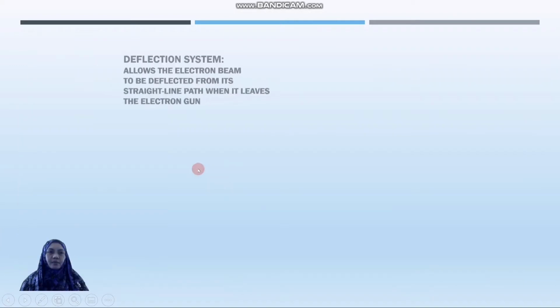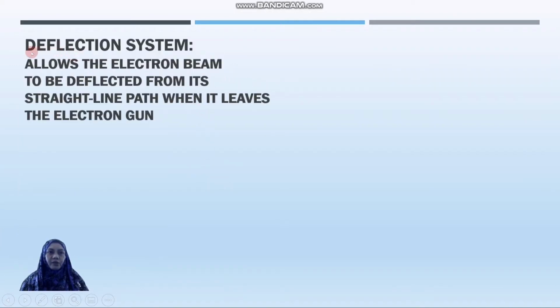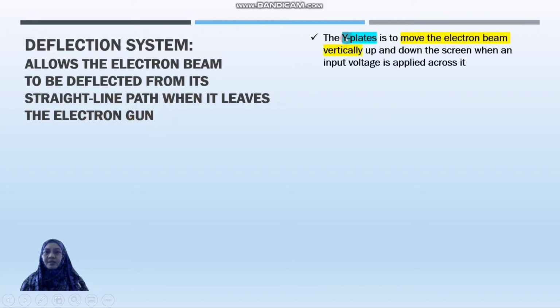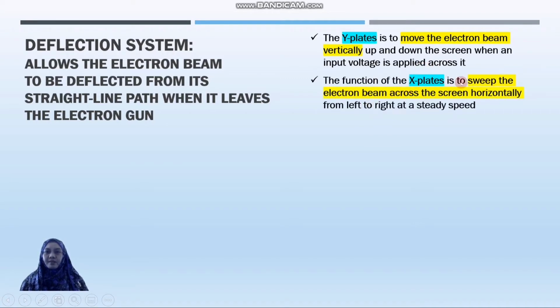Okay. The second part of the cathode ray tube is called the deflection system. This deflection system allows the electron beam to be deflected from its straight-line path when it leaves the electron gun. The deflection system consists of two plates. First is the Y plates. These plates are used to deflect the electron beam vertically, up and down the screen, when an input voltage is applied across them. While the X plates are used to sweep the electron beam across the screen horizontally at a steady speed.